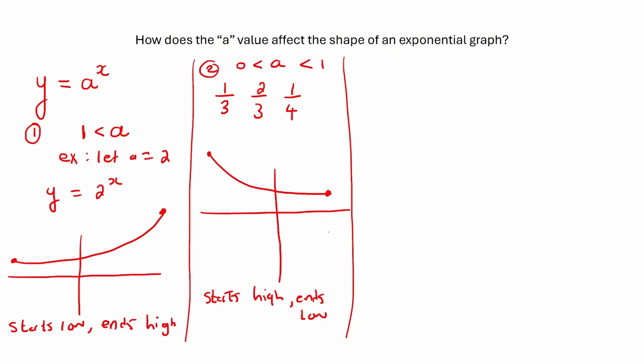Now let's go on to scenario number 3, where a will be any number smaller than negative 1. So now we're going to go into the negative domains.